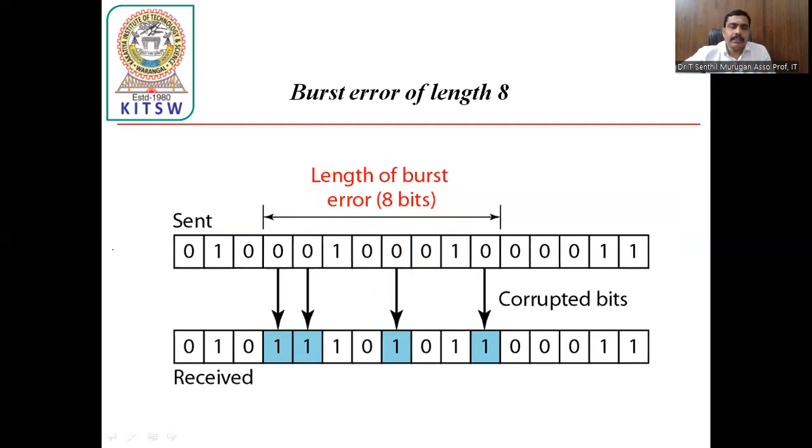In this example, you just see here the length of 8. The length of the burst error means where the error happened. Initially the error happened here. Instead of 0, it is 1. Instead of 0, here 1. Instead of 0, here 1. Instead of 0, here 1. So these 4 bits are changed. When we consider the error in this particular block, these 8 bits have the error. So we can say that this error is considered a burst error.